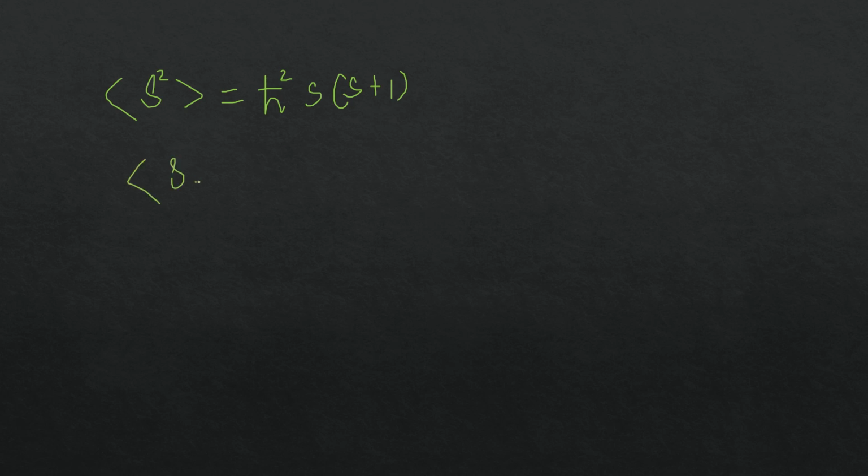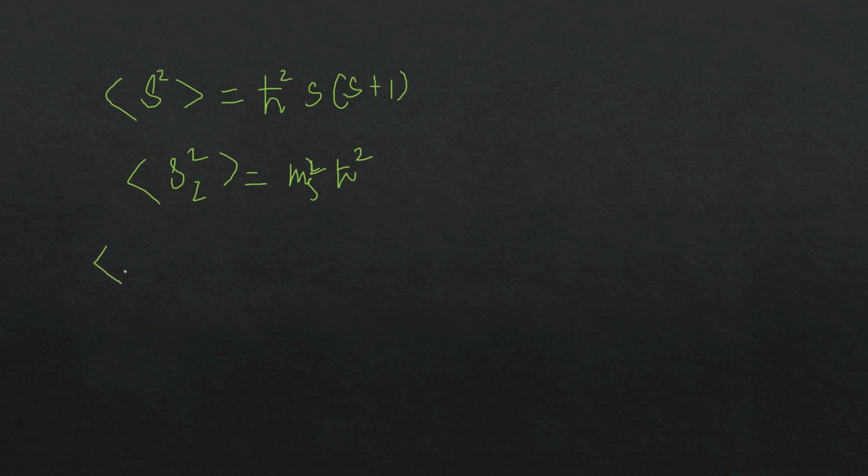Now we know the expectation value of S square can be written as h cut square times s into (s plus 1). And the expectation value of Sz square we can write as ms square h cut square. So we'll just put it there.